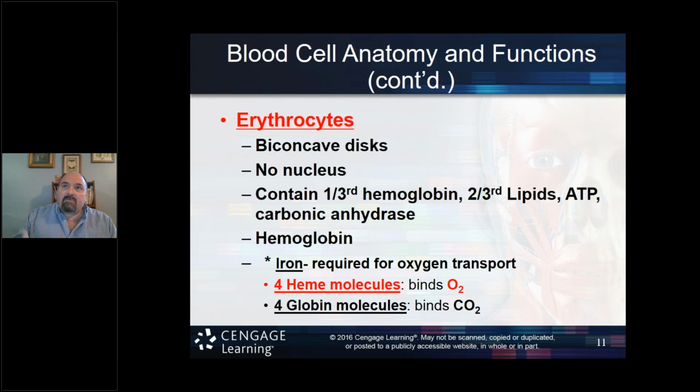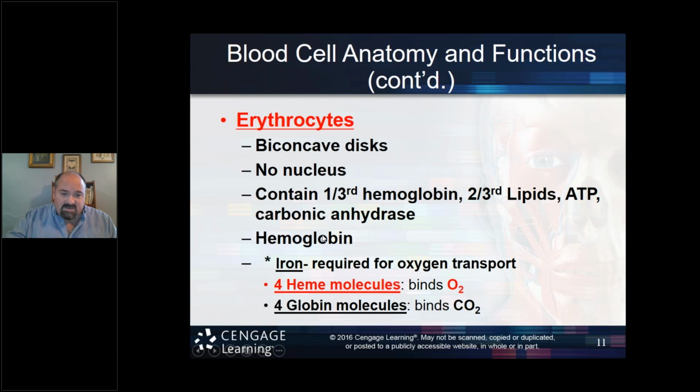to transport oxygen throughout the body in the blood, okay, to the tissues of the body. It's anucleate, right? So erythrocytes do not have a nucleus, right? They're primarily sacs of hemoglobin, okay? Sacs of hemoglobin. So you're seeing here that the erythrocyte contains 1/3 hemoglobin, 2/3 fats, lipids, ATP, carbonic anhydrase enzyme, and this allows for then the transport of oxygen.